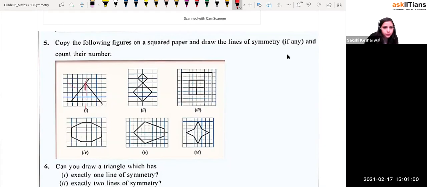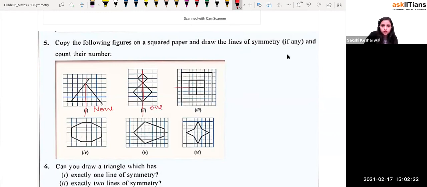You're going to draw from here. 1, 2, this, and this is 1, 2, 3. So it has none. Just see over here. You're going to draw from somewhere here, so it's not going to overlap exactly on this. So it has none, right? This one is very clear. And this one has only one line of symmetry, right? Yeah, this is only one.